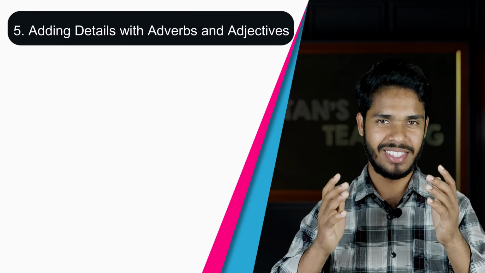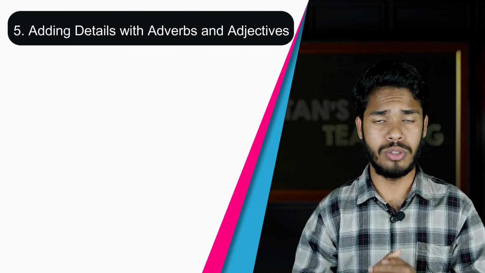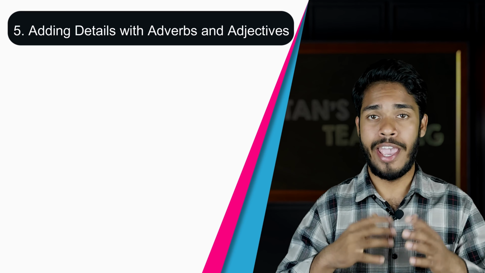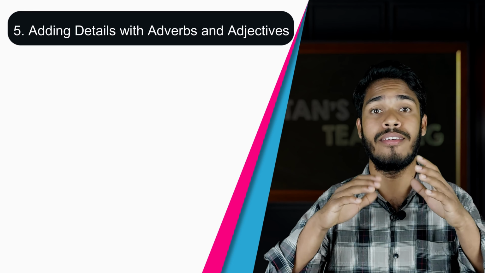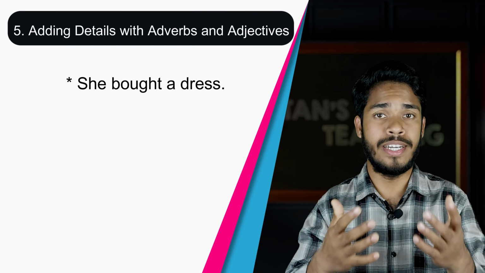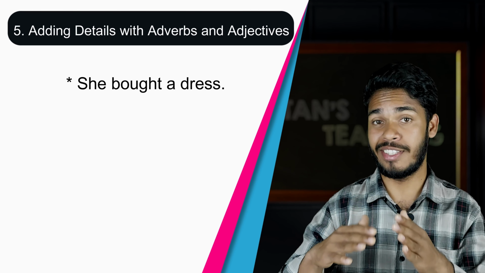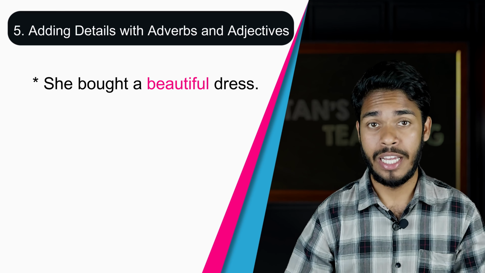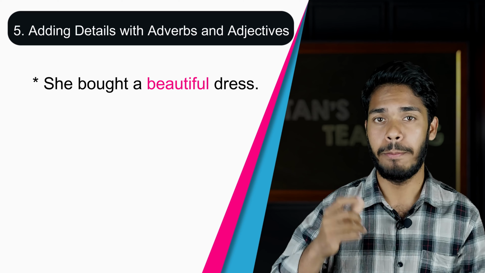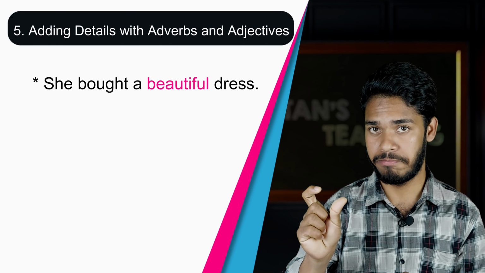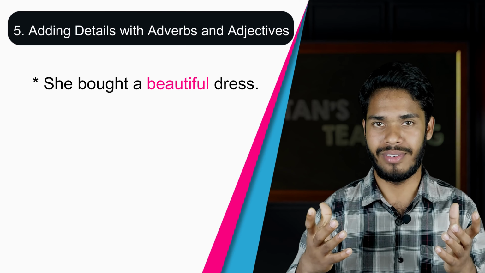Next, adding details with adverbs and adjectives. They make your speech more informative and interesting. Adverbs modify the verb and adjectives modify the noun. For example, she bought a dress. It's a basic sentence. Now let's add an adjective to this sentence. She bought a beautiful dress. Beautiful is an adjective and it modifies the dress. The dress is beautiful, right?